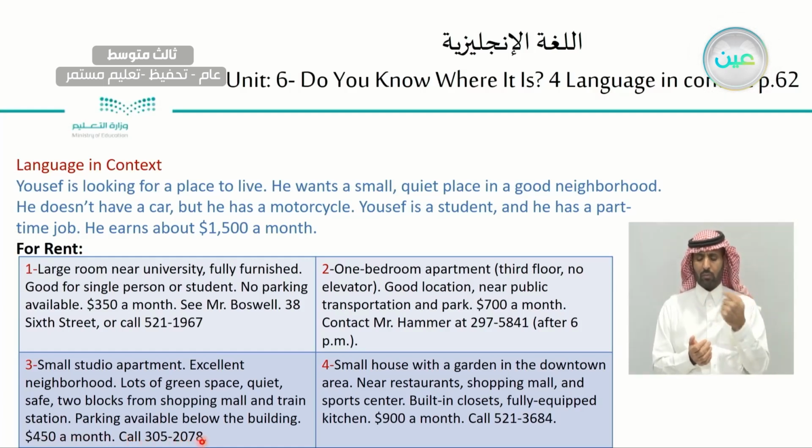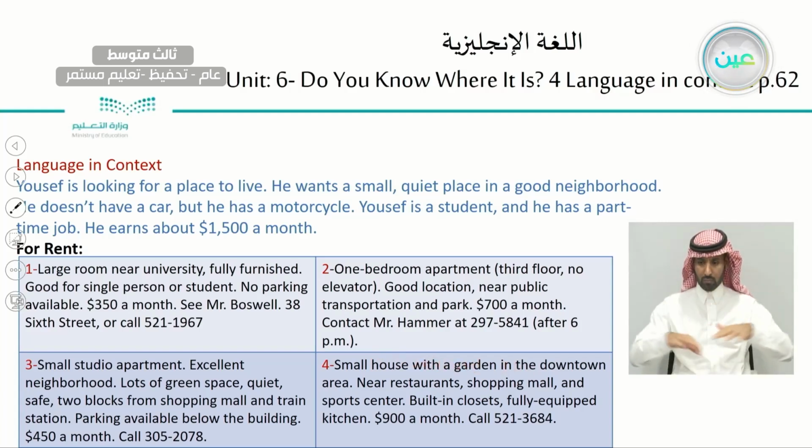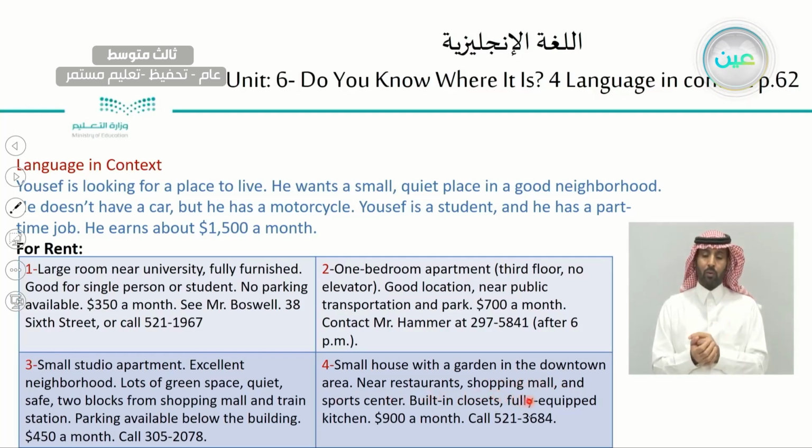Call 305-2078. The last place, the last offer he read, small house with a garden in the downtown area near restaurants, shopping mall and sports center, fully equipped kitchen, 900 a month. Call 521-3684. So these are the places he read about.